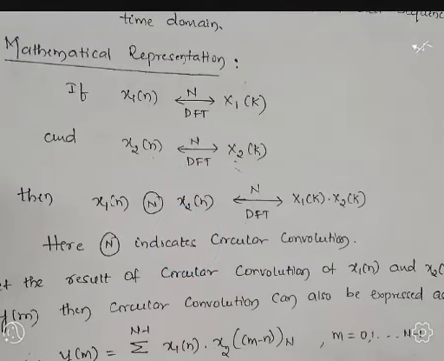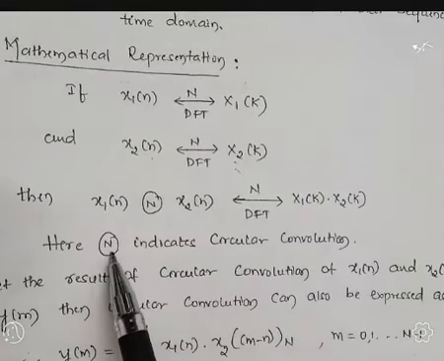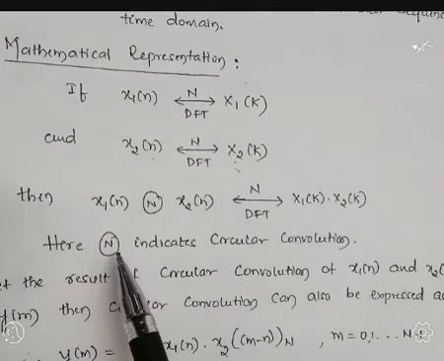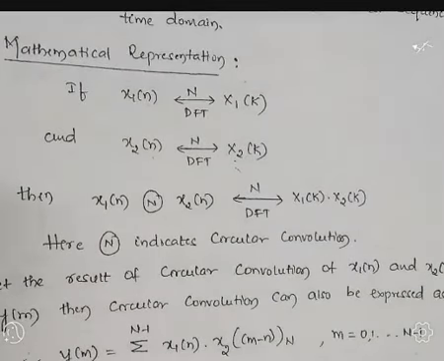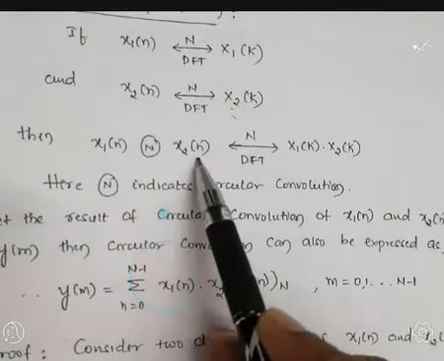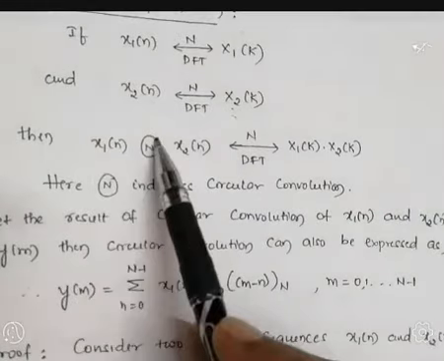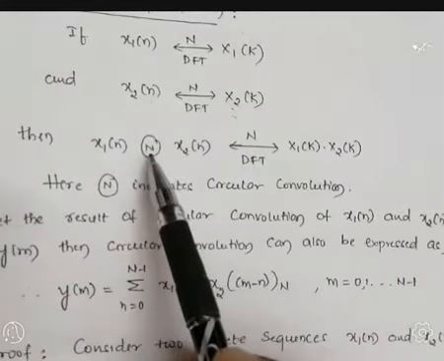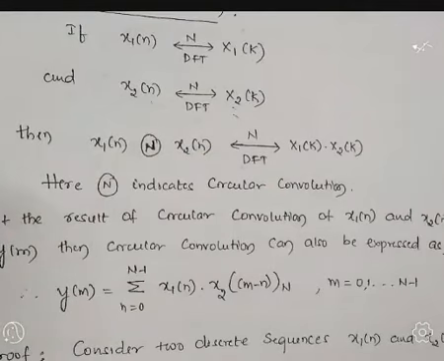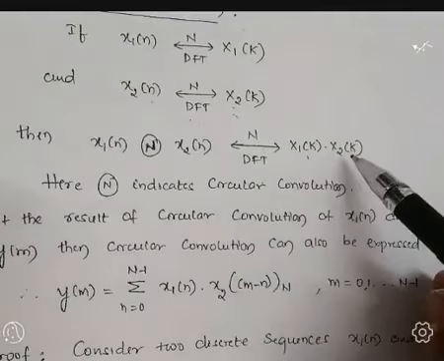Now, as per the statement, the circle over the N indicates circular convolution of length N. Sometimes you can write circle over the star, the meaning is the same. x1 of n is circularly convolved with x2 of n, where capital N indicates the length of the circular convolution. That is equal to the N-point DFT of this circular convolution, which is x1 of k multiplied by x2 of k.